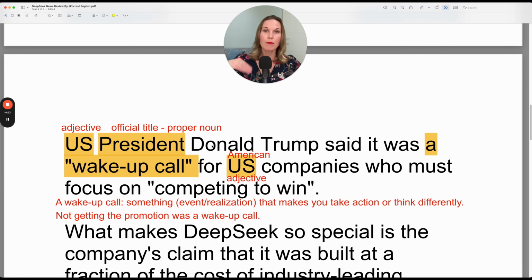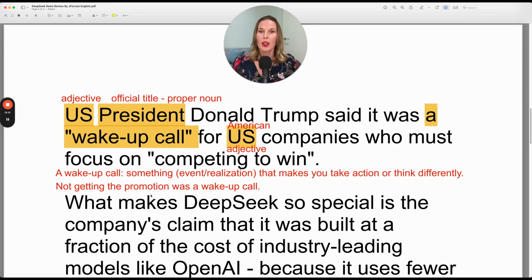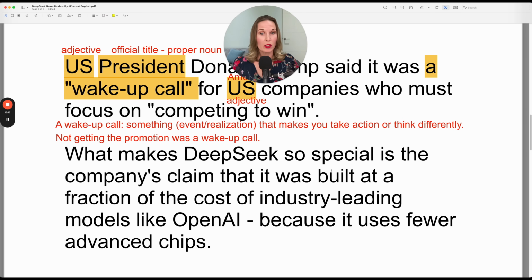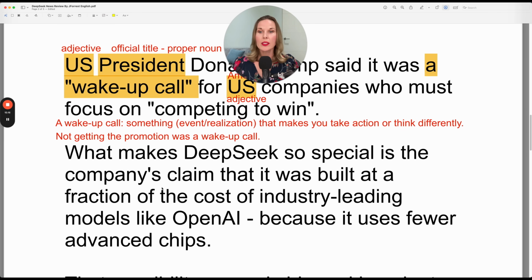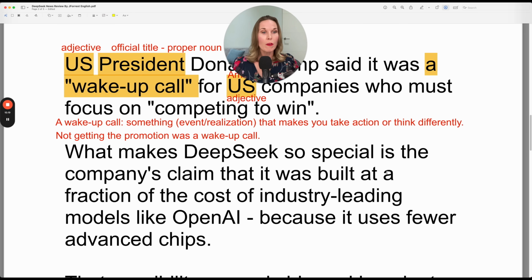So in this case, the fact that this new AI from China became so popular so quickly overnight is a wake-up call for the United States of America because they realize they need to take action or think differently. What makes DeepSeek so special is the company's claim that it was built at a fraction of the cost. So a fraction of the cost, instead of cost, you could say a fraction of the time, a fraction of the effort, a fraction of the risk. It means the smallest amount of.